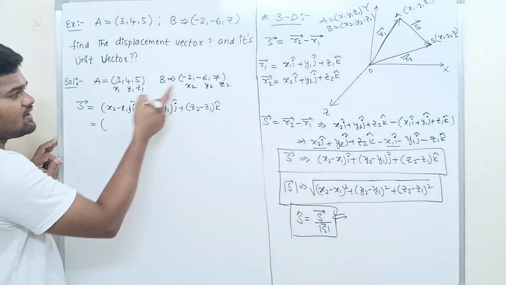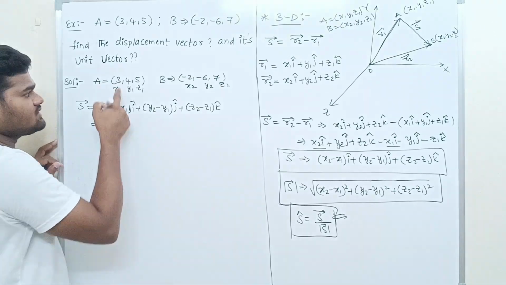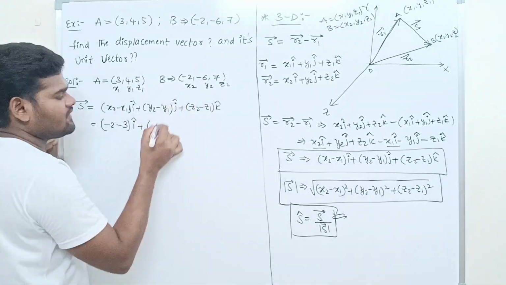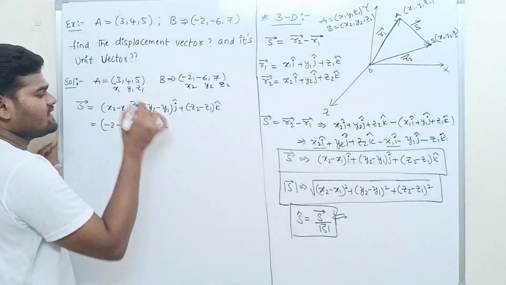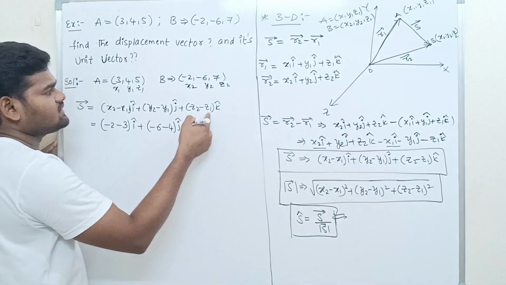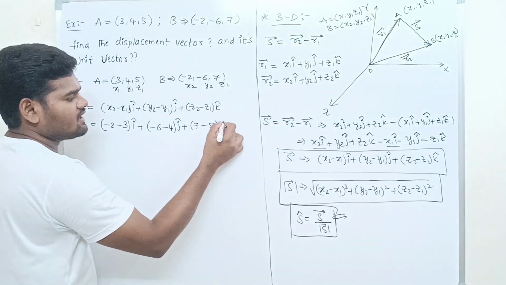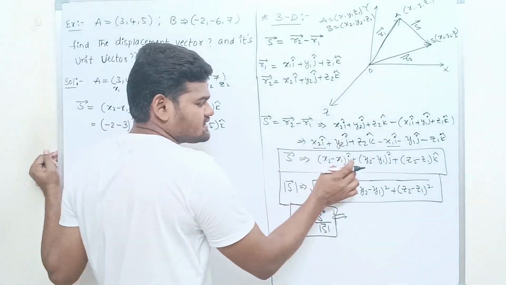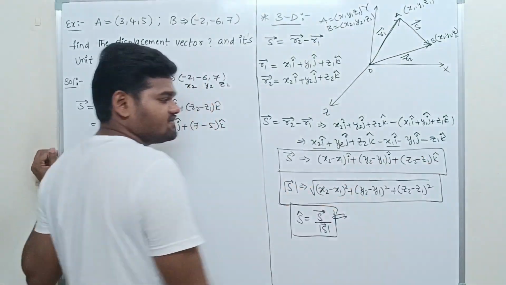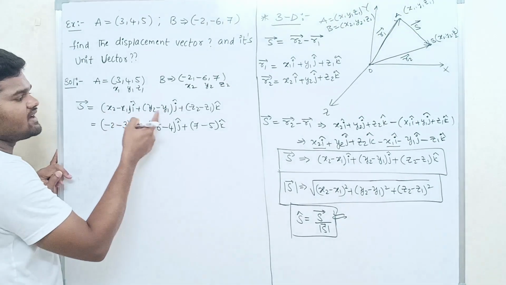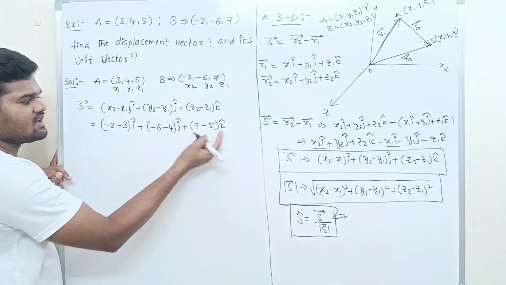So what is the value of x2? -2. Minus, what is the value of x1? 3, i cap. Plus, what is the value of y2? -6, minus, what is y1? 4, j cap. Plus, what is z2? 7, minus, what is z1? 5, k cap. Any problem? So the displacement vector is (x2 minus x1) i cap plus (y2 minus y1) j cap plus (z2 minus z1) k cap.